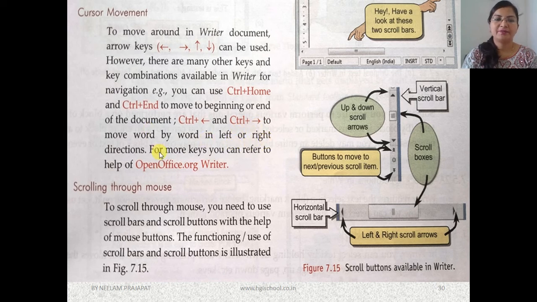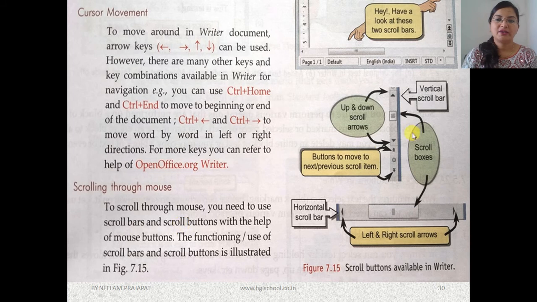Okay, so for more keys you can refer to the help of OpenOffice.org Writer. There are so many shortcut keys given that you can use. So, scrolling through the mouse: you know very well there is a scroll button on the mouse, and you can simply scroll to go up and down the pages.